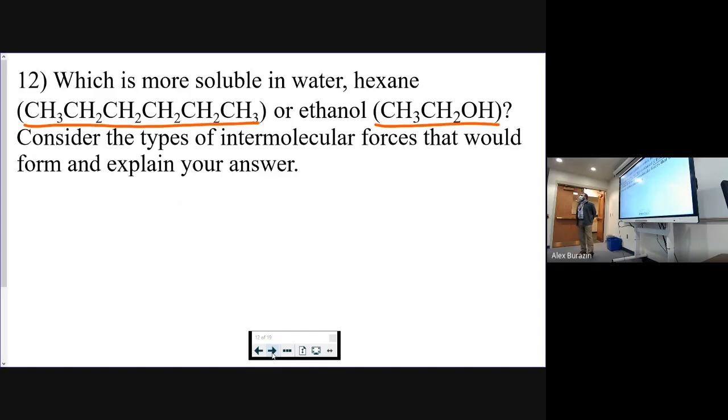Ethanol is polar. How do I know it's polar? If I have C's and H's and nothing else, it's nonpolar, right? So the hexane is nonpolar. But how do I know ethanol is polar? That's a decent question.